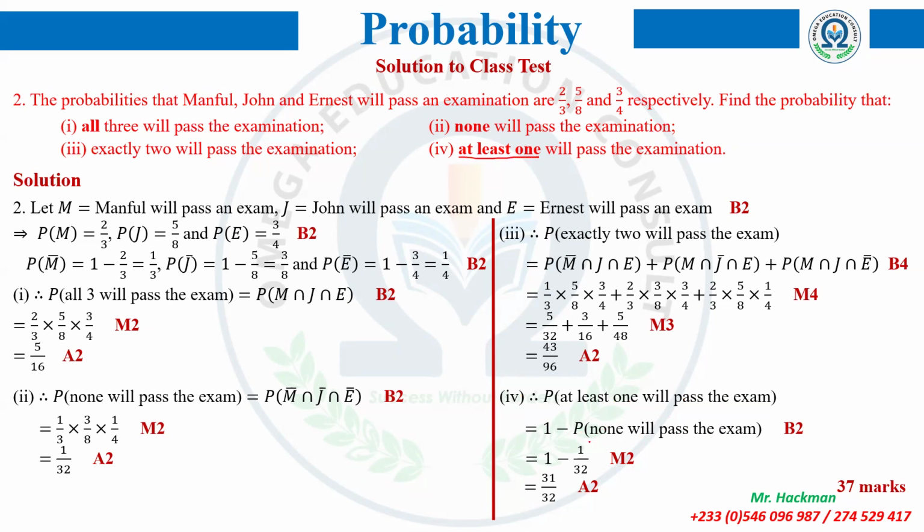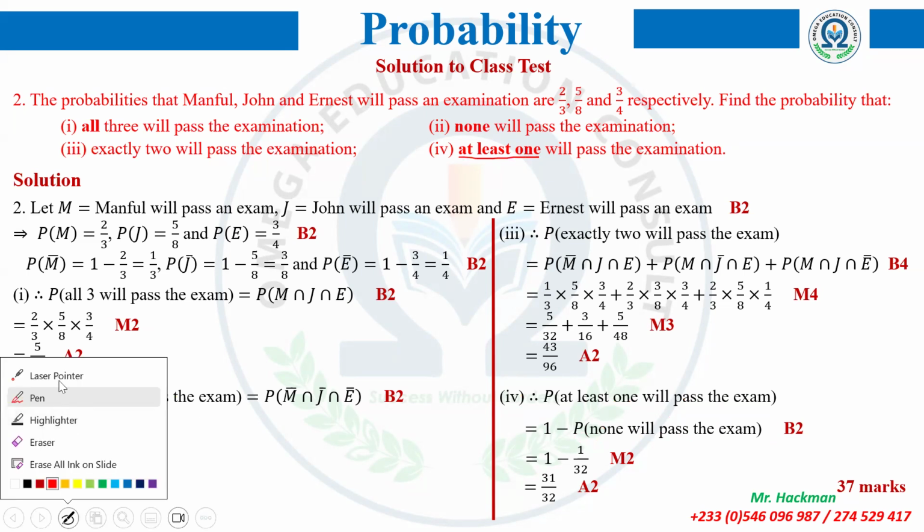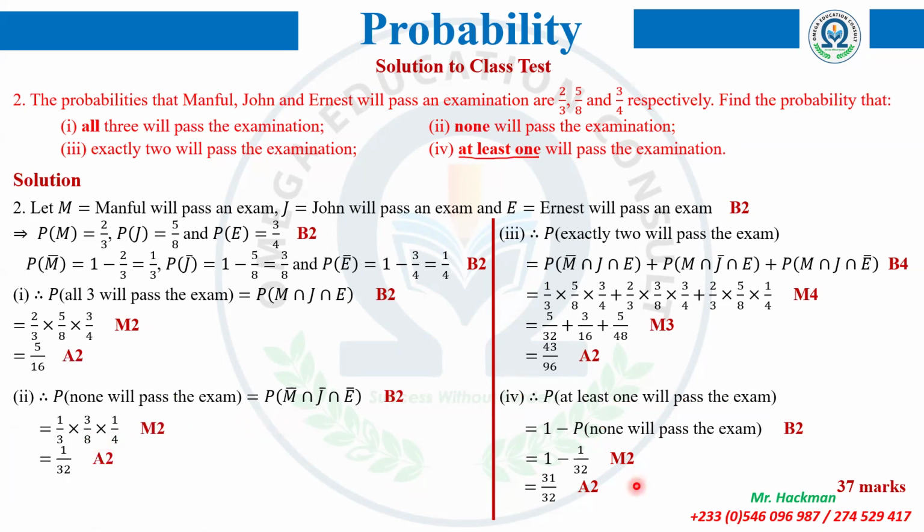Unfortunately for us, we've done P(none will pass). So we just infer from what we have here. It will be 1 minus P(none will pass), which gave us 1 on 32. Remember, if you are inferring, you have to be very sure that your calculation here is right. Otherwise, if this is wrong, you get it wrong from here down. So that will give us 1 minus 1 on 32, and this gives us 31 on 32. That will be it for question 2.